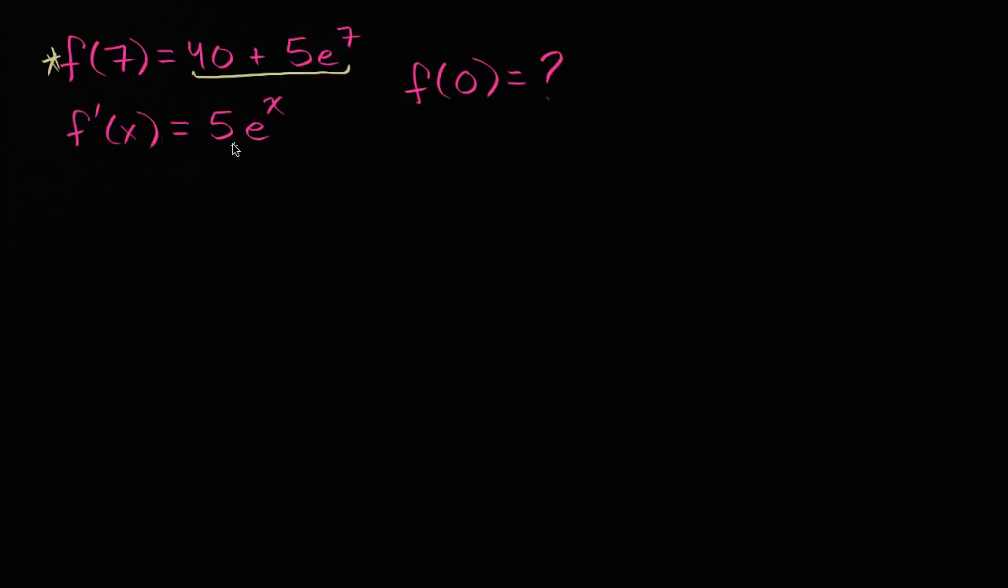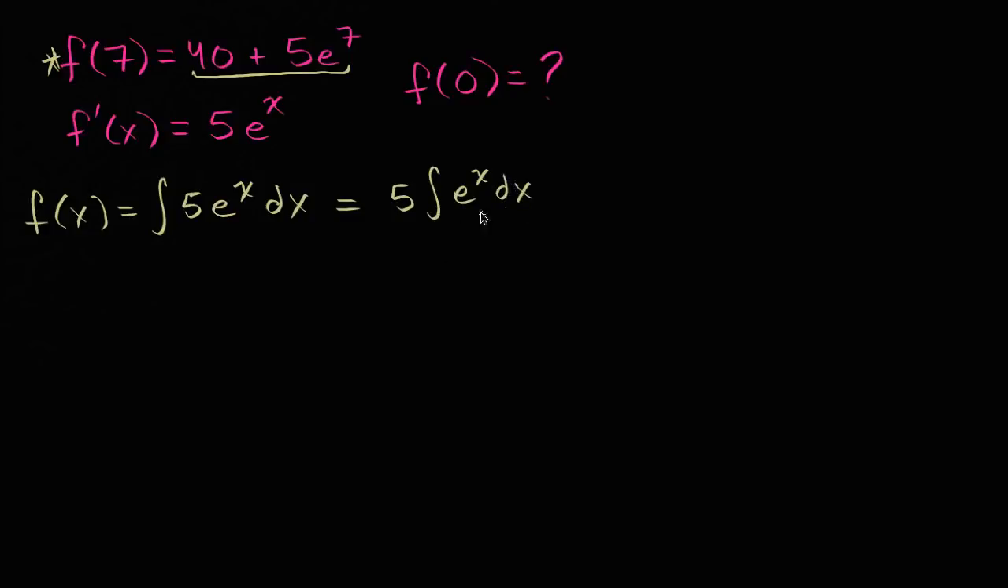So if f'(x) is equal to 5e to the x, then f(x) is going to be equal to the antiderivative of f'(x), so the antiderivative of 5e to the x dx. And this is the thing that I always find amazing about exponentials. Actually, let me take that 5 out of the integral so it becomes a little bit more obvious. And so the antiderivative of e to the x, well, that's just e to the x, because the derivative of e to the x is e to the x, which I find amazing every time I have to take the derivative or antiderivative of e to the x.